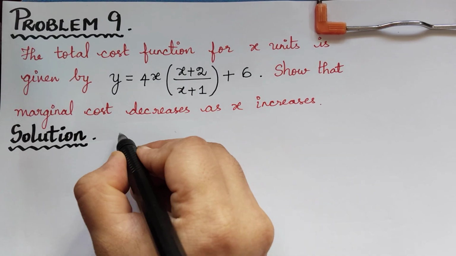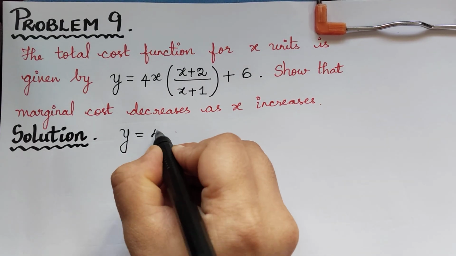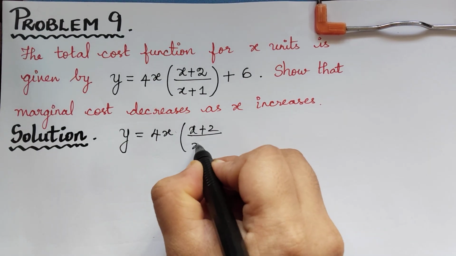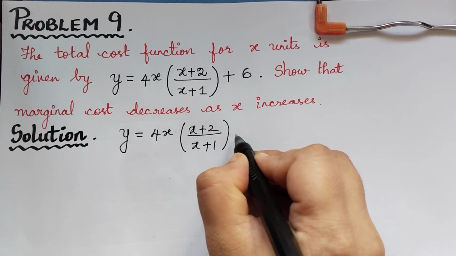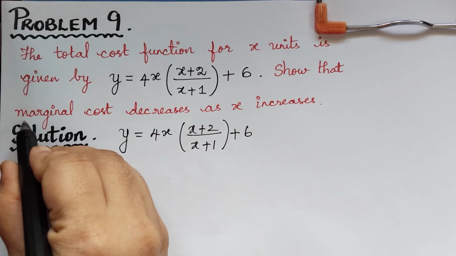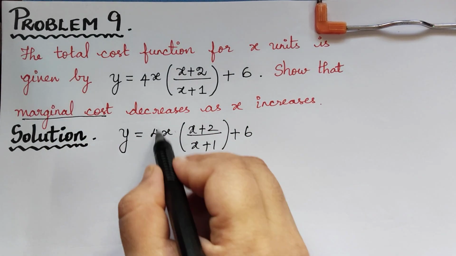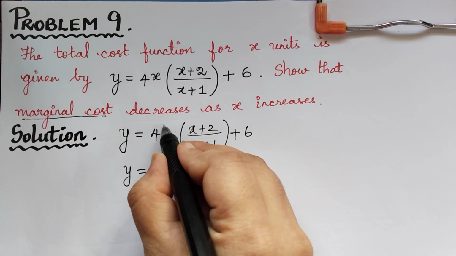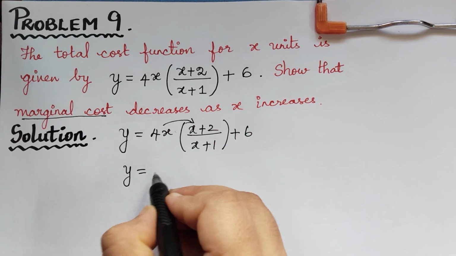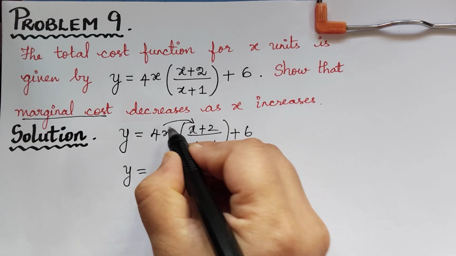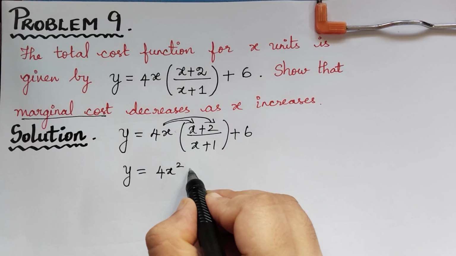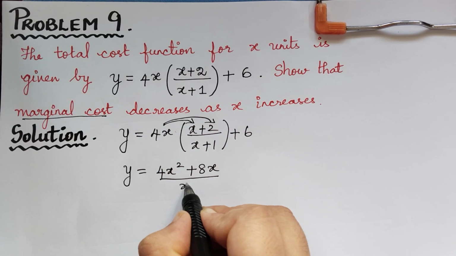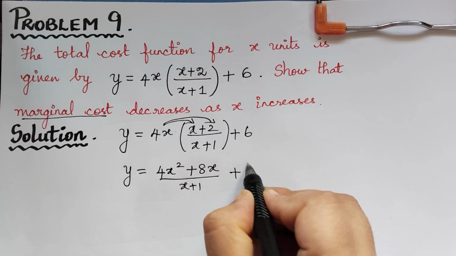So now here the given function y is equal to 4x multiplied with (x plus 2) divided by (x plus 1) plus 6. Now in order to find the marginal cost, we shall first simplify this. So this can be written as y is equal to 4x when multiplied with x gives us 4x square, and then 4x with 2, so 4 twos are 8, so 8x, divided by x plus 1 plus 6.